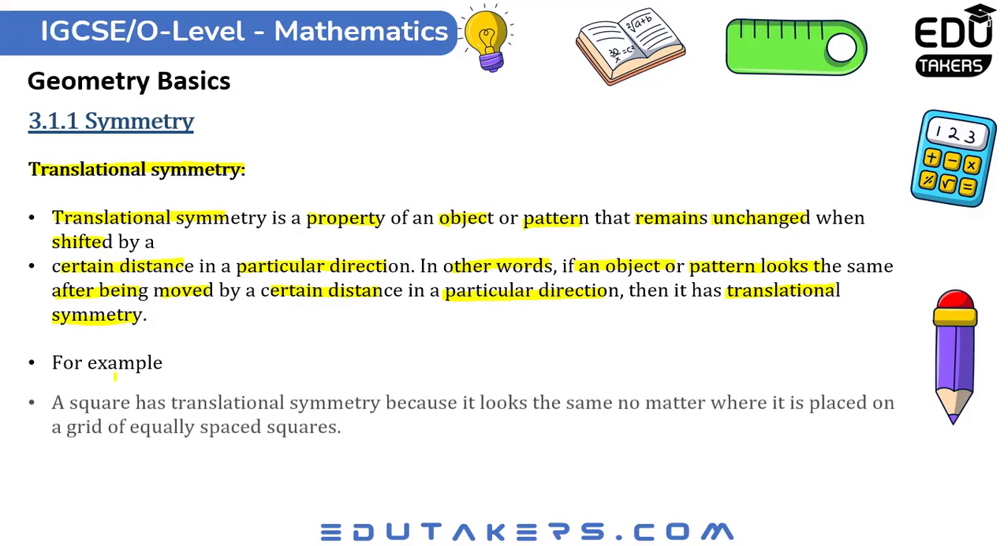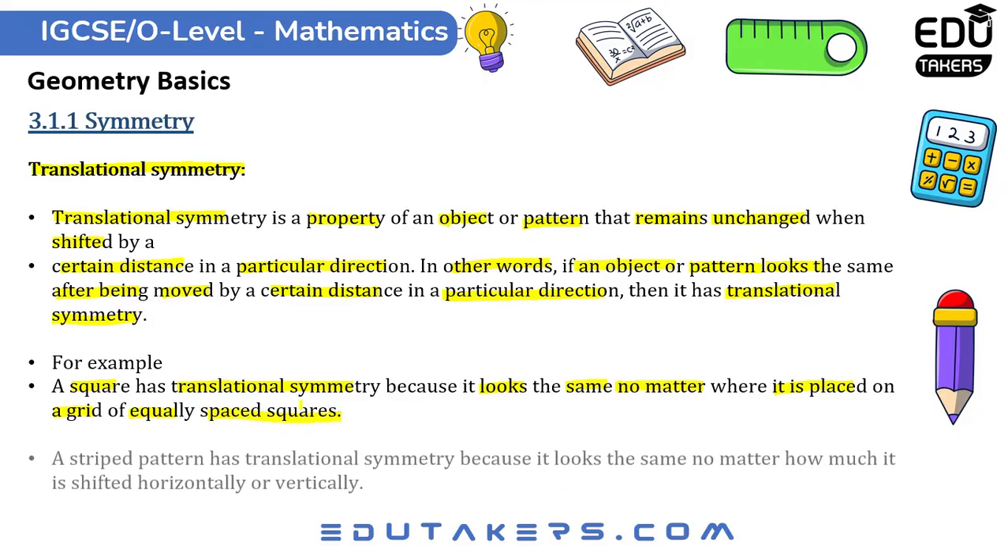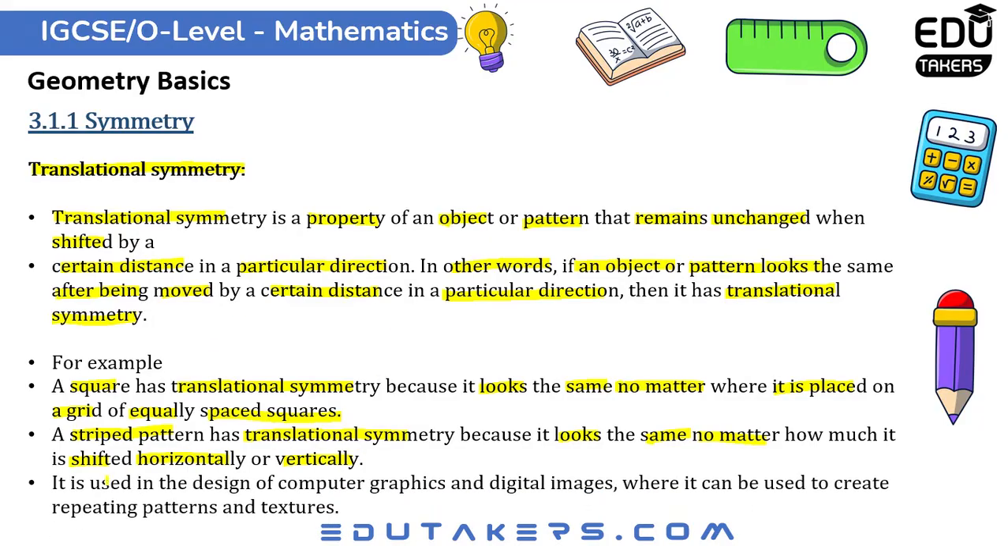For example, a square has translational symmetry because it looks the same no matter where it is placed on a grid of equally spaced squares. A striped pattern has translational symmetry because it looks the same no matter how much it is shifted horizontally or vertically. It is used in the design of computer graphics and digital images, where it can be used to create repeating patterns and textures.